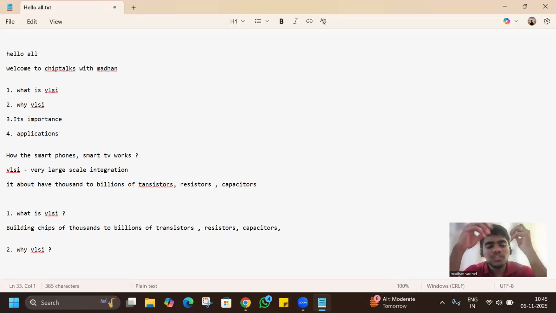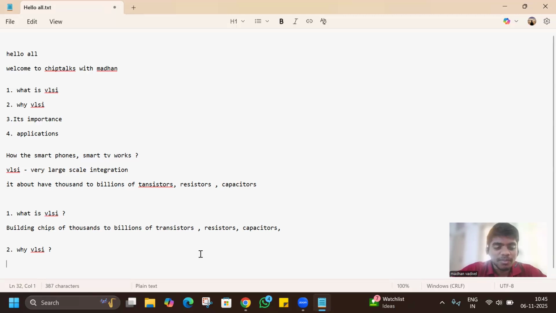But after the VLSI revolution, the size of electronic devices and the power consumption have reduced, and the speed has increased. Size is very much reduced and speed is increased. So the answer to why VLSI is that size is very much reduced.